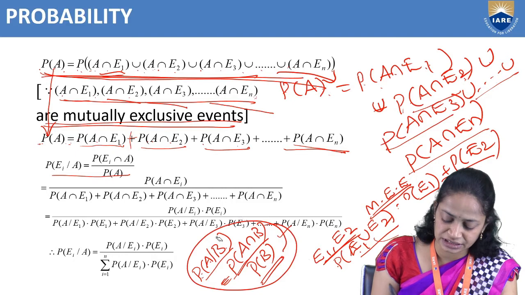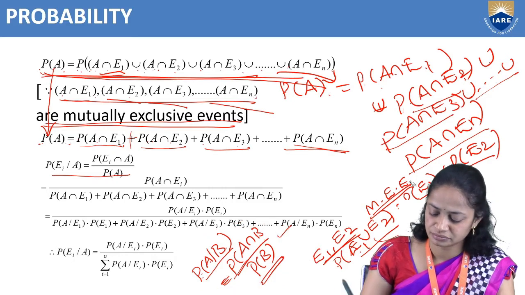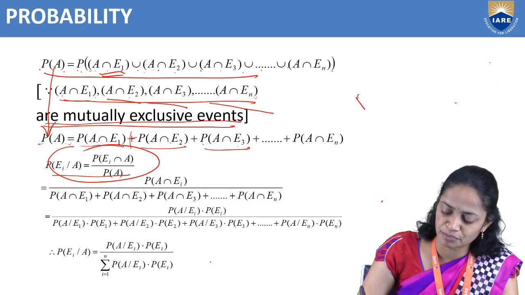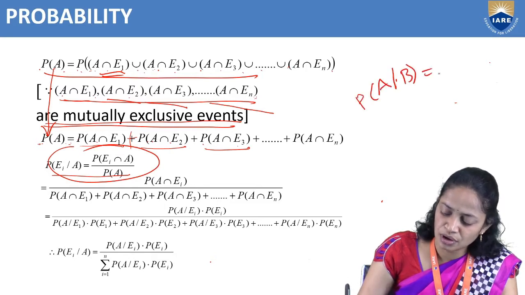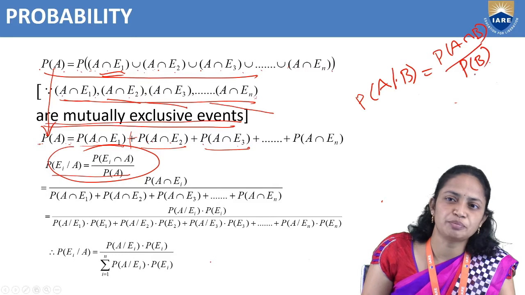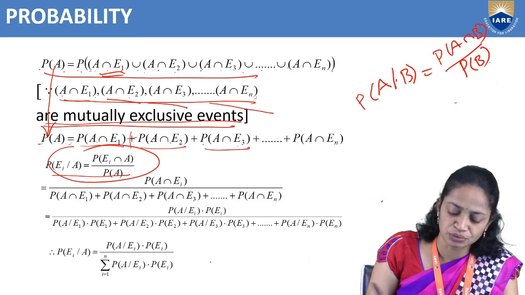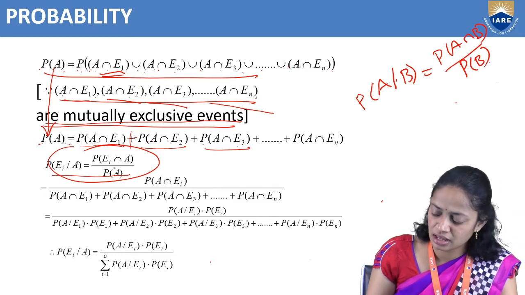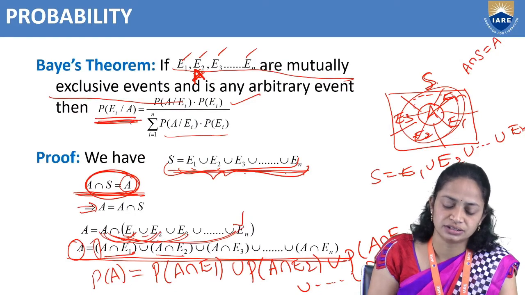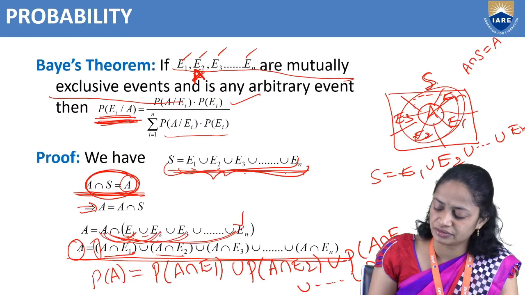So by using this conditional probability formula, P of A given B equals P of A intersection B divided by P of B. So actually we need to find the probability of Ei given A.